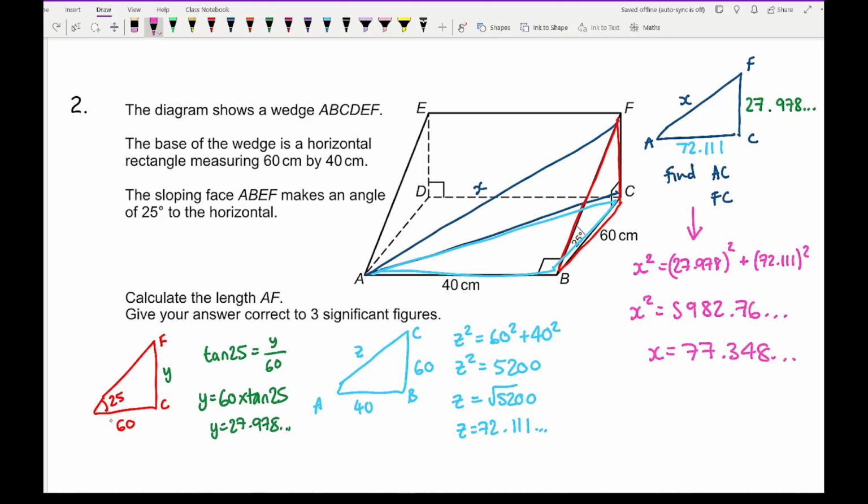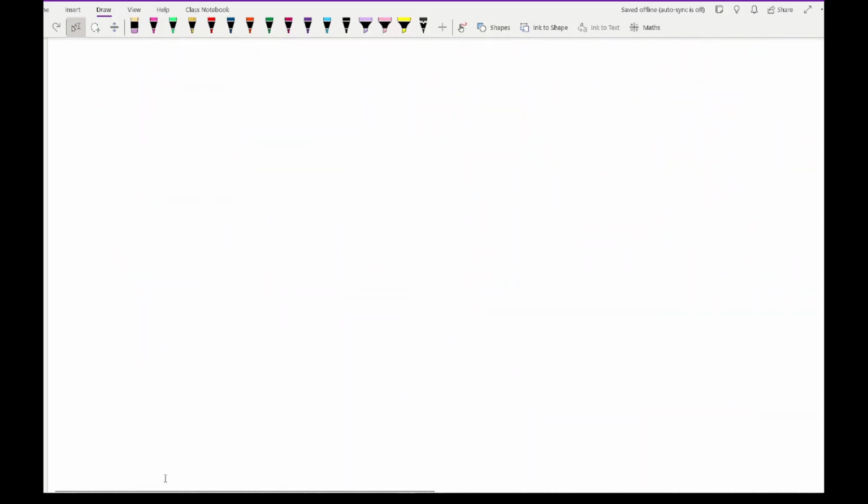And then if I then square root that answer, I get an answer of 77.348. So then the answer to AF is going to be 77.3 centimeters, and that's to one decimal place. So it says 3 sig fig, but it's still the same. So let's just label that, and that's to 3SF.